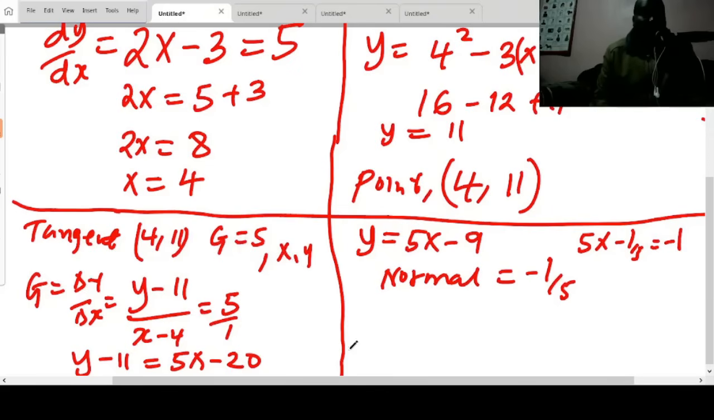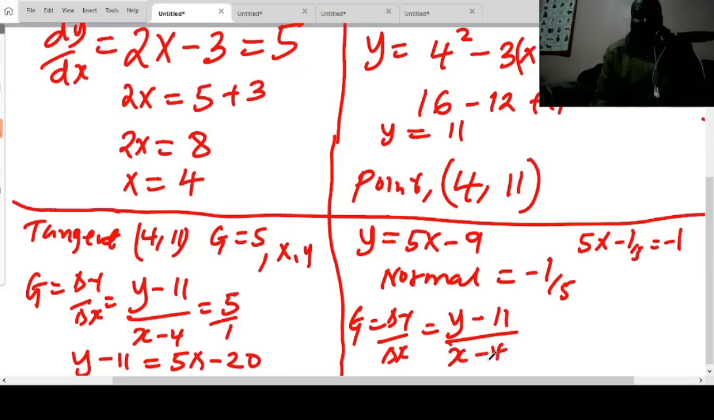So that should help you get the equation; you repeat what we have done here. You are going to say gradient is equal to change in y over change in x. So you say (y minus 11) over (x minus 4), because they are sharing this point. They intersect at the point (4, 11), and that is equal to minus 1 over 5. Please cross multiply and get the equation. Thank you, very important. Thank you very much.